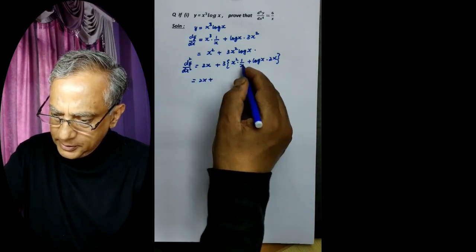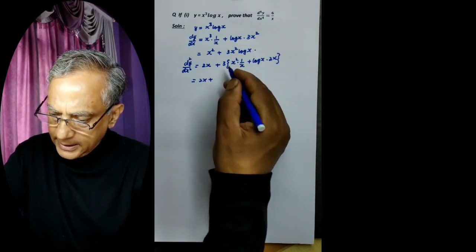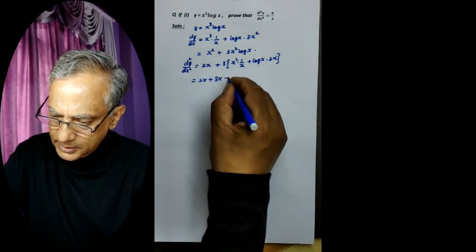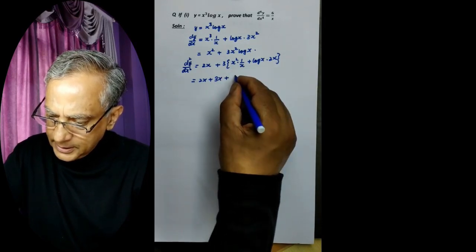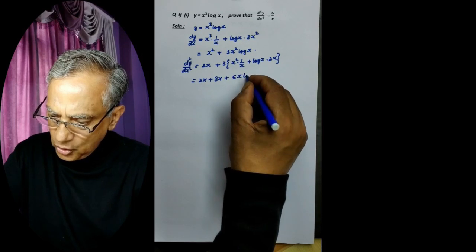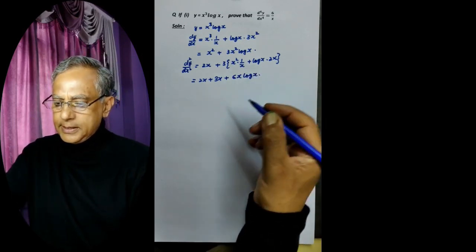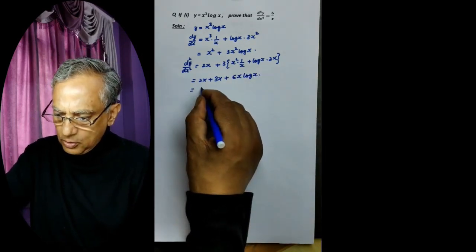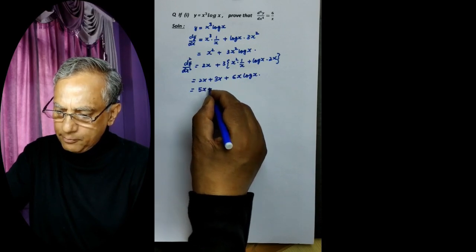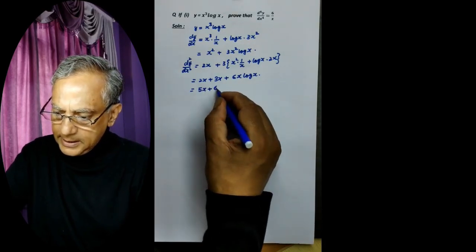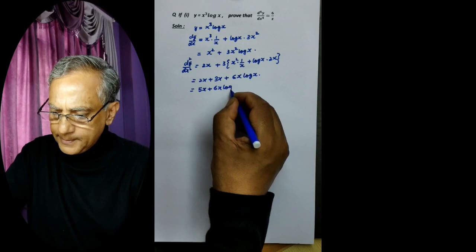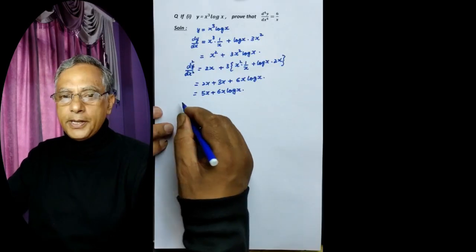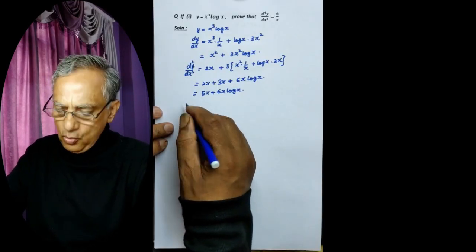2x plus, these two cancel and we are left with x. So 3x plus 3 2s are 6, 6x log x. This is equal to 5x plus 6x log x. Differentiating this again with respect to x.